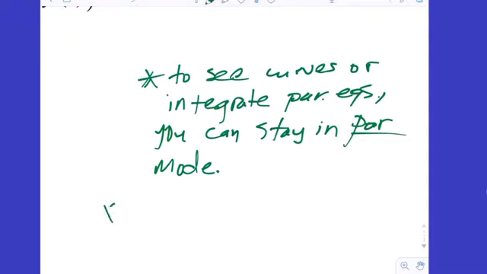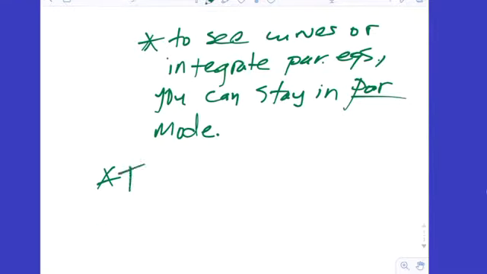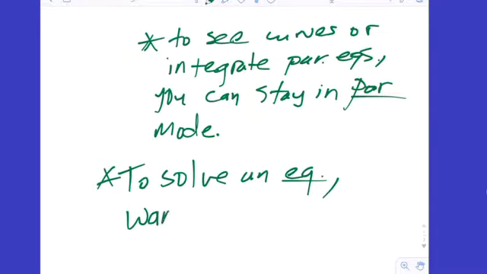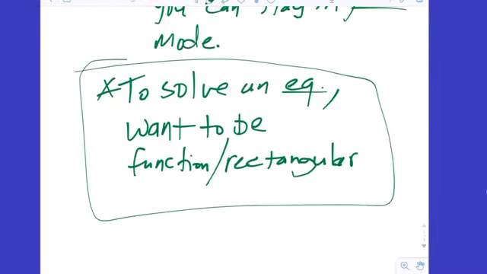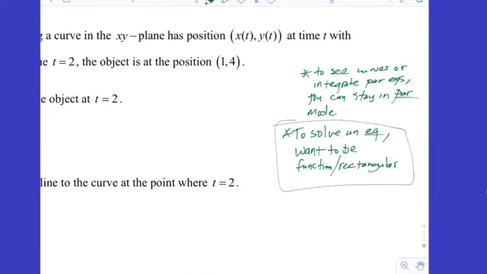That's fine. But when you're trying to solve an equation, you probably want to be in function mode. Or that's what your calculator calls it, or what we've been calling rectangular mode. That's one of the three things that you're going to be expected to do on your calculator. Solve equations. Okay? The other two being integration numerically and derivatives numerically. So I'll show you what I mean by that as we go through this section.